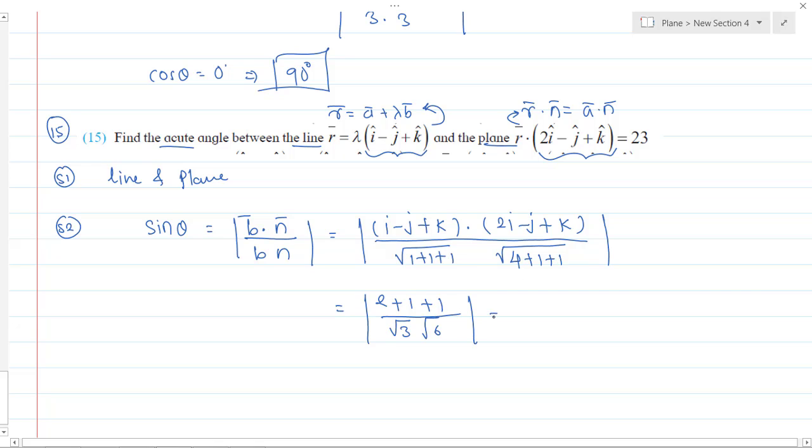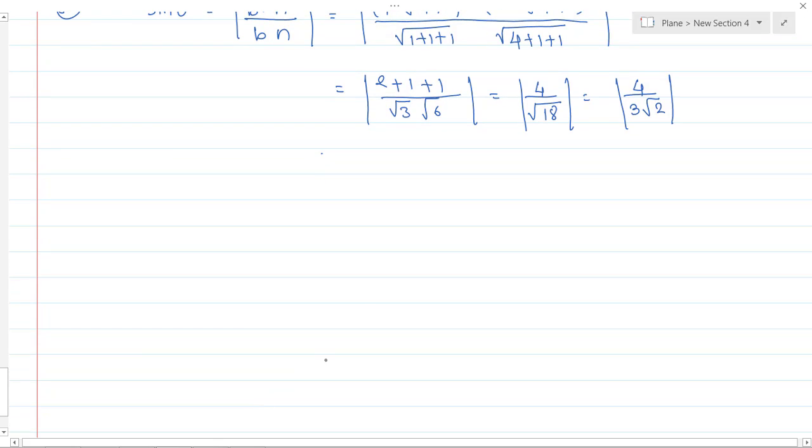So how much do we have in the numerator? It is 4 divided by root of 18, which is nothing but 4 divided by 3 root 2. Is it okay? Again, if you want to do the simplification, you can do that. 4 is nothing but 2 into 2, and 2 into 2 can be written as root 2 into root 2.